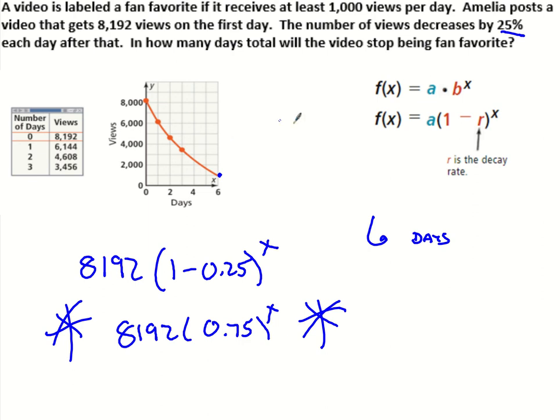So decay is very similar to growth, but now we're just subtracting the rate, and then everything else is basically the same from there, but the shape of the graph has now been flipped.